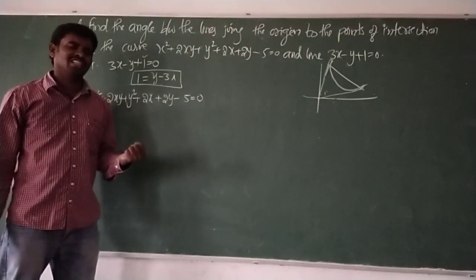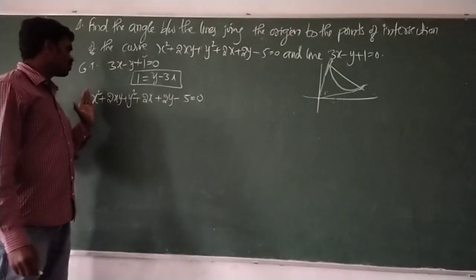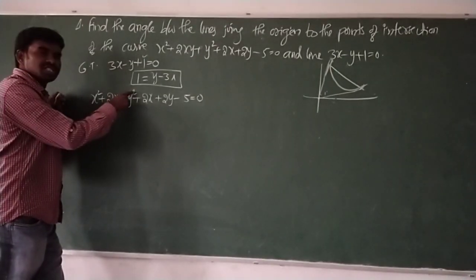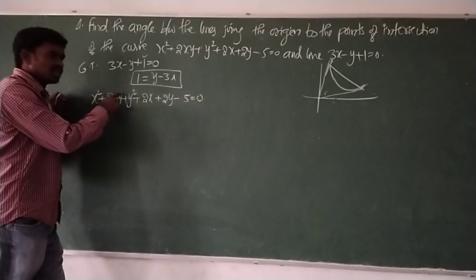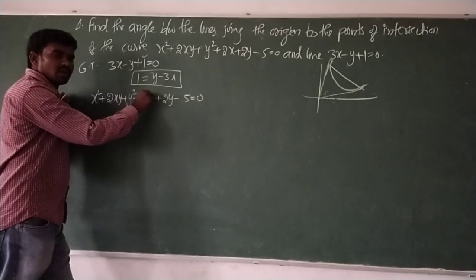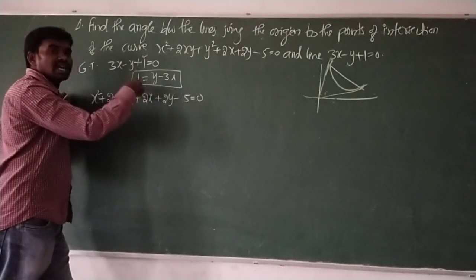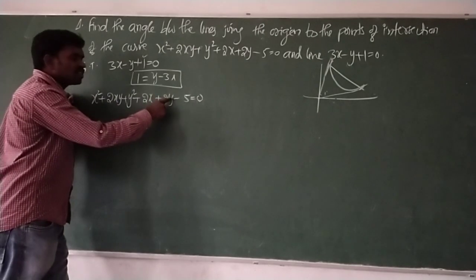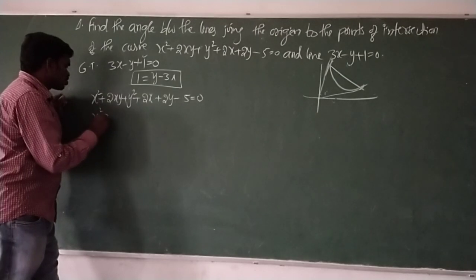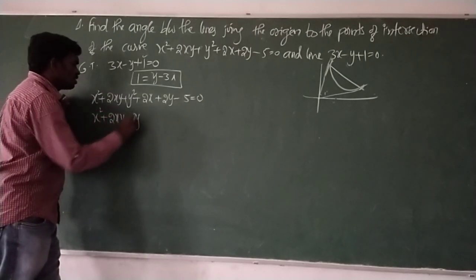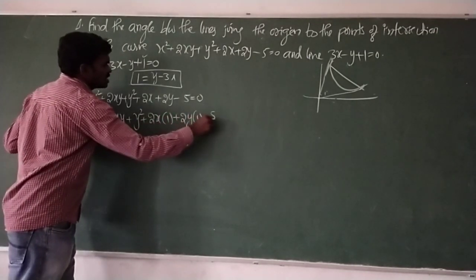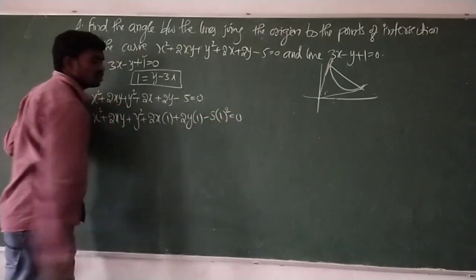A homogeneous equation is nothing but we convert every term into the same degree. So here x power 2 is there, degree 2. Here y power 2 is there, degree 2. Here x into y means 1 plus 1, 2. But here only x is there. Don't think about the coefficients. Here x power only 1 is there, so multiply with 1, we can get the second degree. Here also multiply with 1. But here nothing is there, so multiply with 1 square. So x square plus 2xy plus y square plus 2x into 1 plus 2y into 1 minus 5 into 1 square is equal to 0.